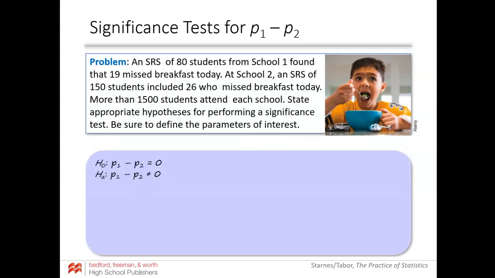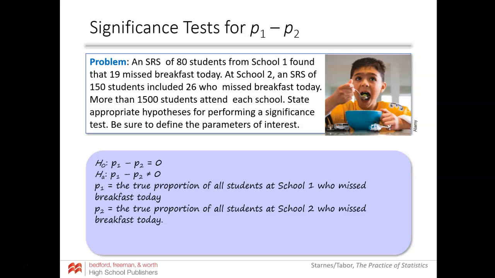So first, they have set up the null hypothesis to be P1 minus P2 equaling 0, meaning there's no difference between the two proportions. And then the alternative they set up as a two-tailed one, where they said P1 minus P2 does not equal 0, meaning there is a difference. They're not claiming it's one direction or the other. This is a two-tailed test, just like we did with single proportions.